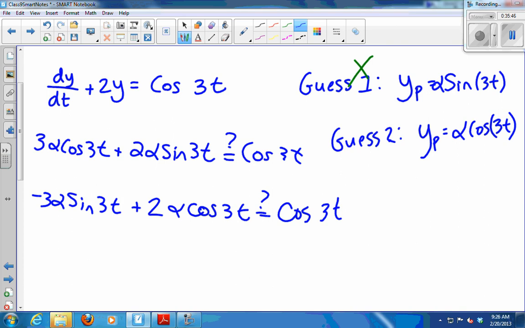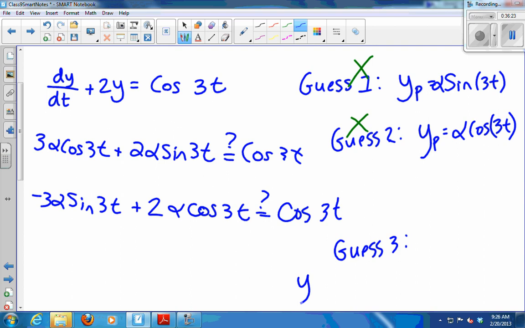We can't. We have that extra sine term, right? To make the cosine terms match, I'd have to make alpha a 1/2. But then when I make alpha a 1/2 over here, I have this random sine term, so they're not equal. We need some combination of the two of them. If we choose a combination of the two of them, we can have a different coefficient on the sine and the cosine. Yeah. So guess 3.